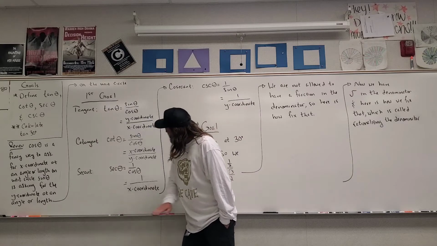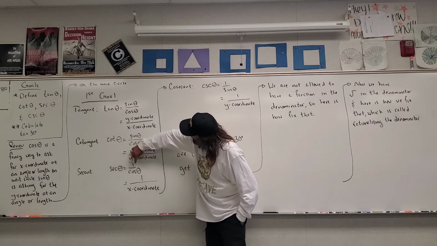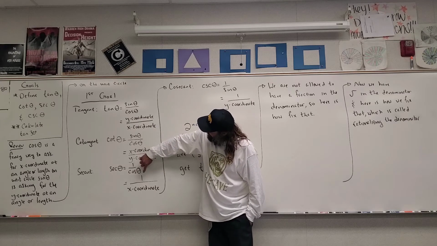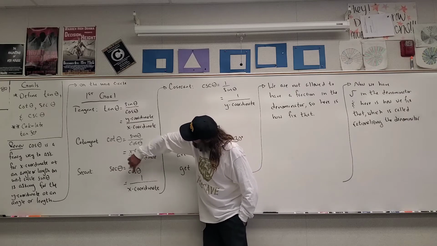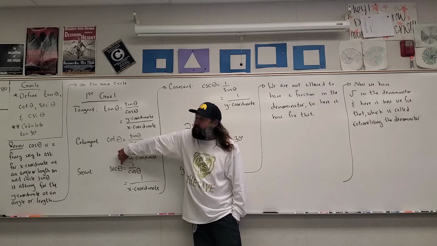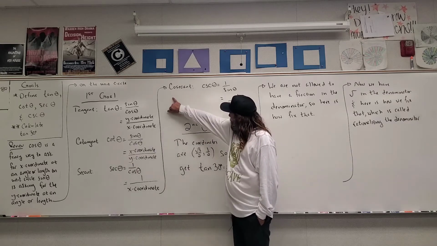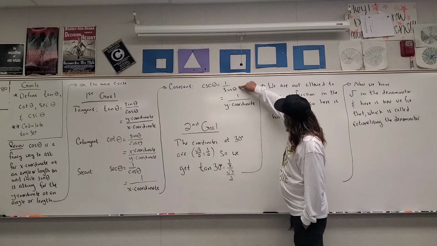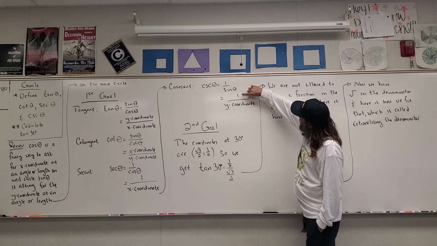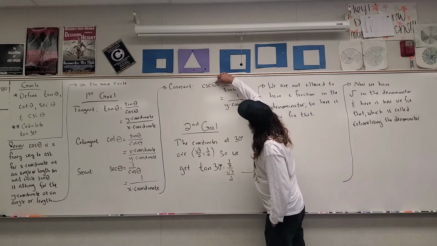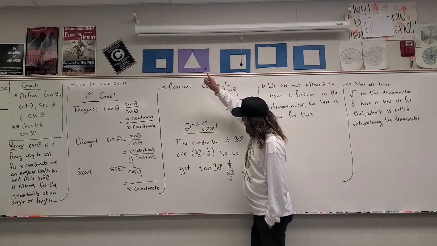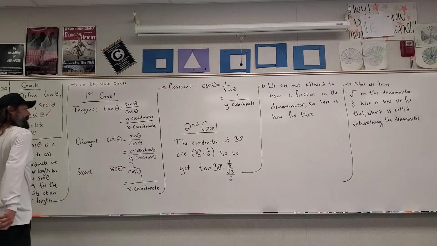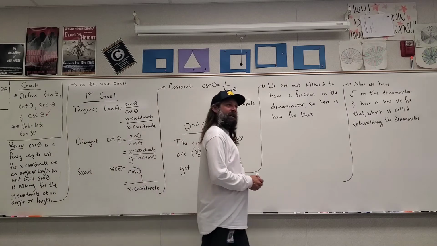Secant is defined as secant of theta equals 1 divided by cosine of theta, which is a fancy way of saying 1 divided by the x-coordinate of an angle or a length on the unit circle. And finally, cosecant of theta is 1 divided by the sine of theta, which is a fancy way to say 1 divided by the y-coordinate of an angle or a length on the unit circle. So I'm going to go ahead and check off the first goal of defining those four trig concepts.